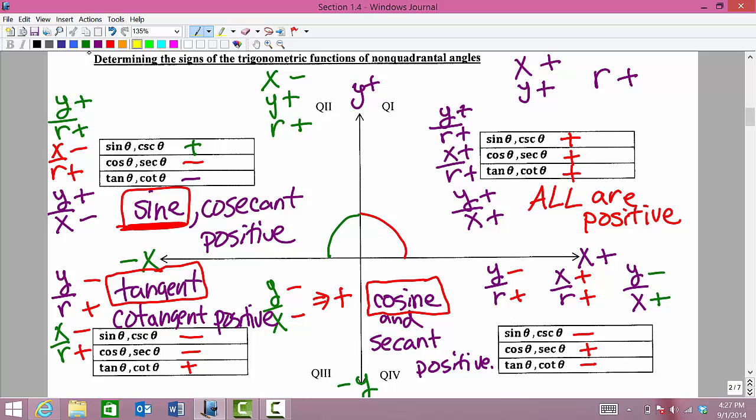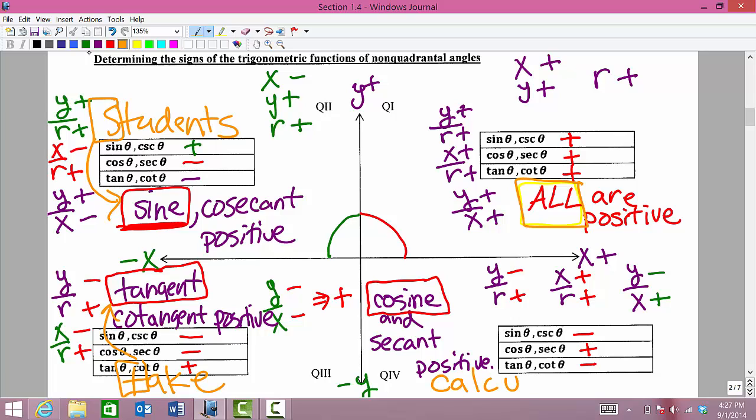Now there are ways to remember this. Sometimes people remember it as all from quadrant 1. All students take calculus. So all are positive in quadrant 1. All students, that S would stand for sine, take, the T stands for T in tangent, calculus. So all students take calculus.